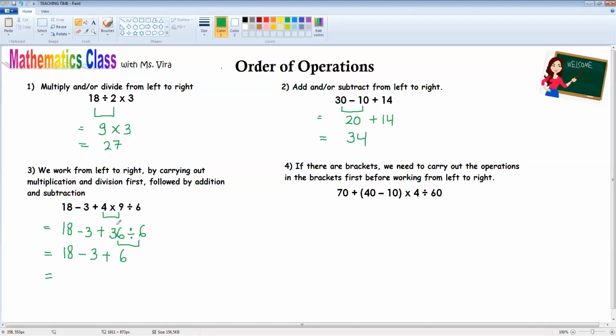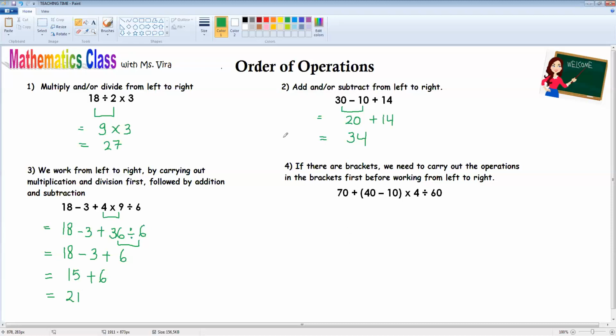If it's like this, then we have to follow rule number 2, which is from left to right. So 18 minus 3 is 15, plus 6. Then 15 plus 6 is 21.